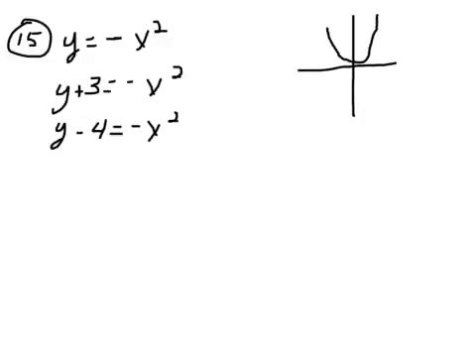And the negative is going to flip it upside down. So that's going to flip it down like this. It's going to have points on it like 0, 0. In this case, it'll have 1, -1, and 2, -4. And again, you can make a table of values to get it. It'll have -1, -1, and -2, -4, okay.